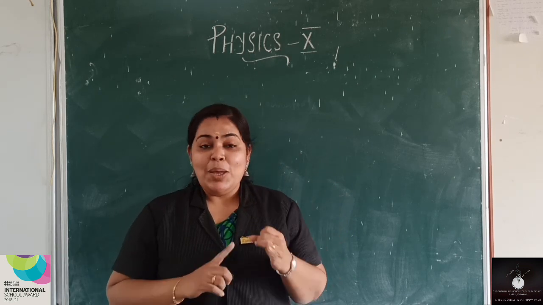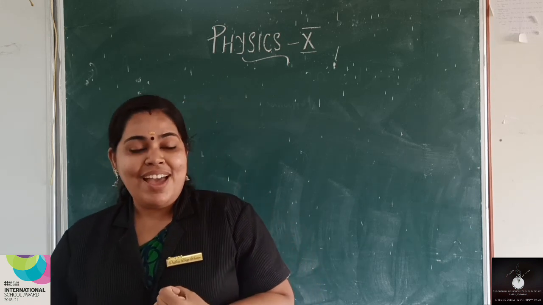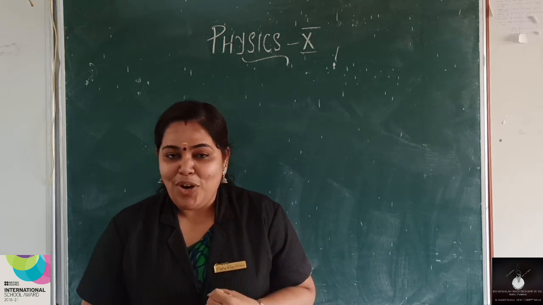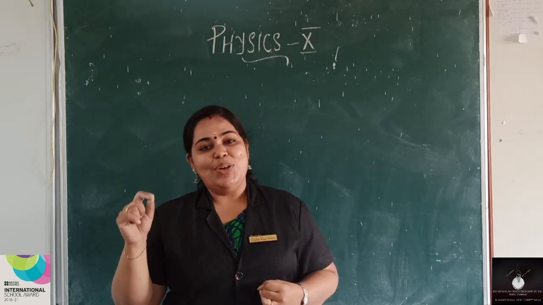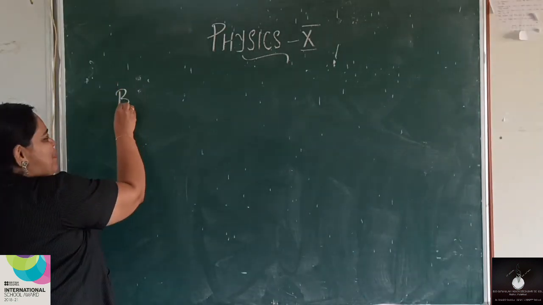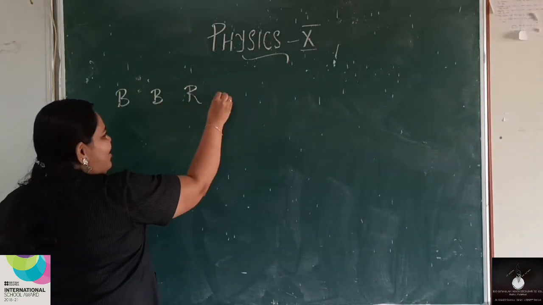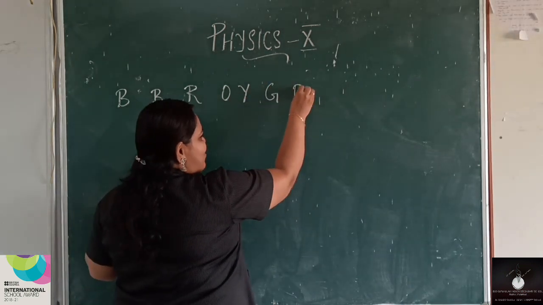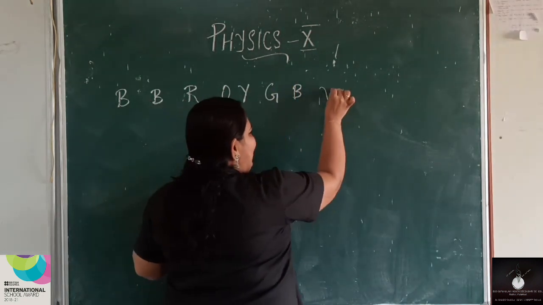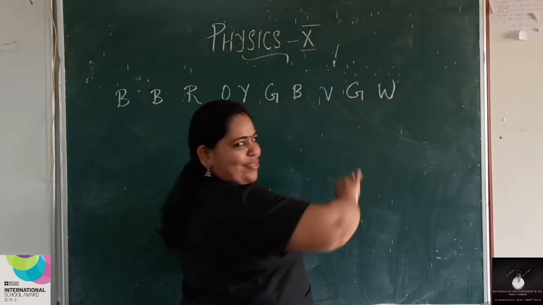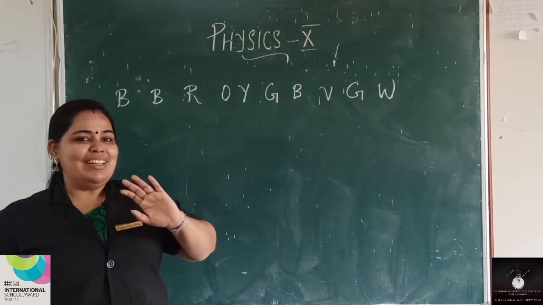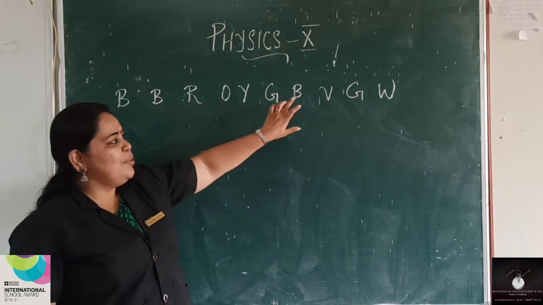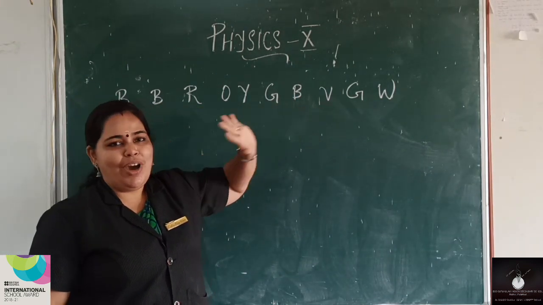For that, I am telling you: B.B. Roy of Great Britain had a very good wife. Okay, B.B. Roy of Great Britain had a very good wife. So if you remember this sentence, you will be able to find out the colors. What is that? B.B. Roy of Great Britain had a very good wife.